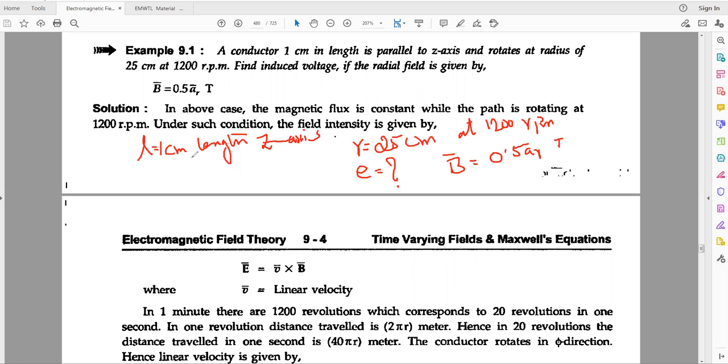The length of the conductor is given as 1 centimeter, parallel to the z-axis, and it rotates at a radius of 25 centimeters at 1200 RPM. You have to find the induced voltage if the radial field is B bar is equal to 0.5 a_r bar in Tesla. So to find the induced EMF, E is equal to the integral of E bar dot dl bar. Given the B bar, we need to find it using this data.